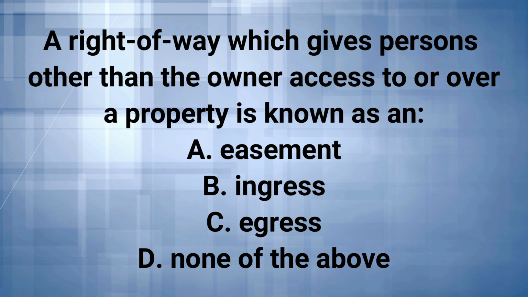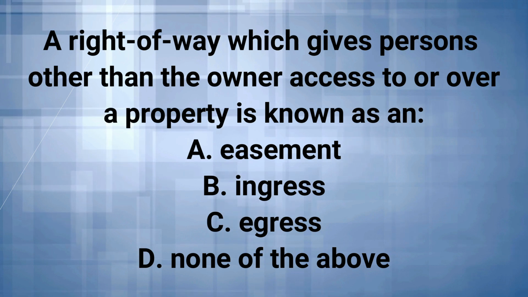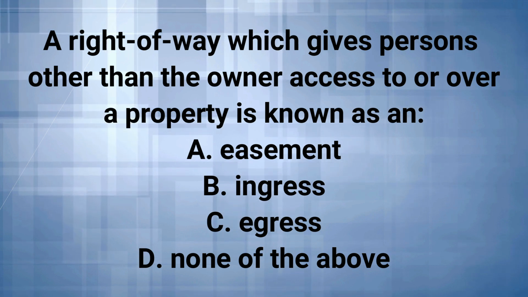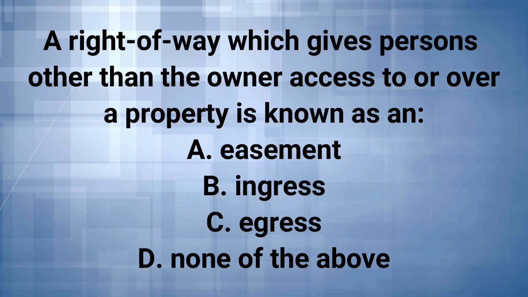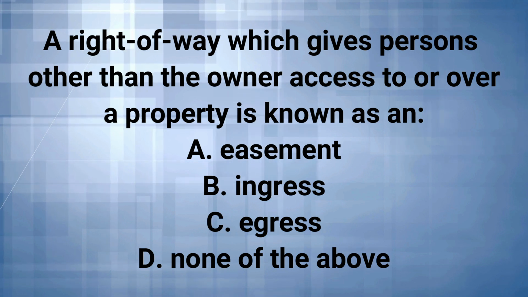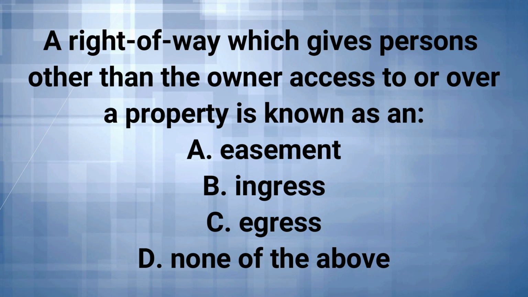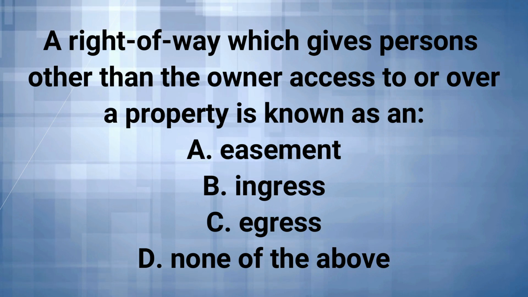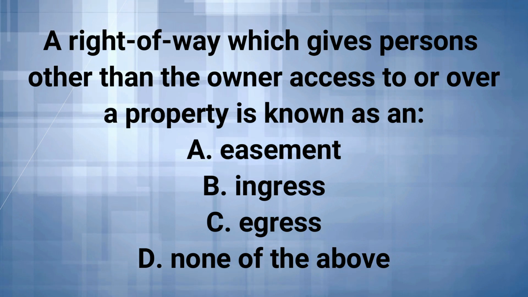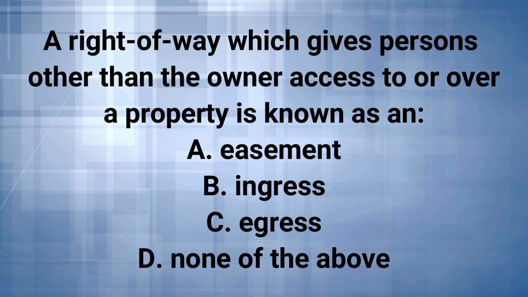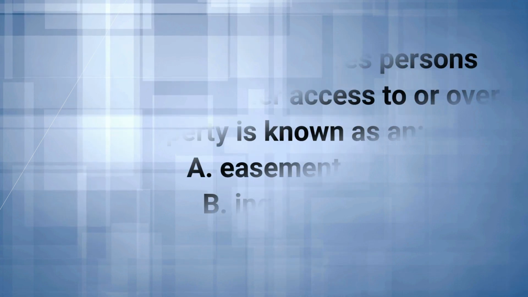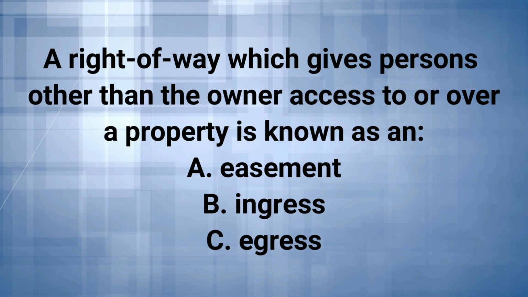The question reads, a right of way which gives persons other than the owner access to or over a property is known as A, easement, B, ingress, C, egress, or D, none of the above. So let's just say D, none of the above. That's not going to be our answer. So we definitely have our answer right here.